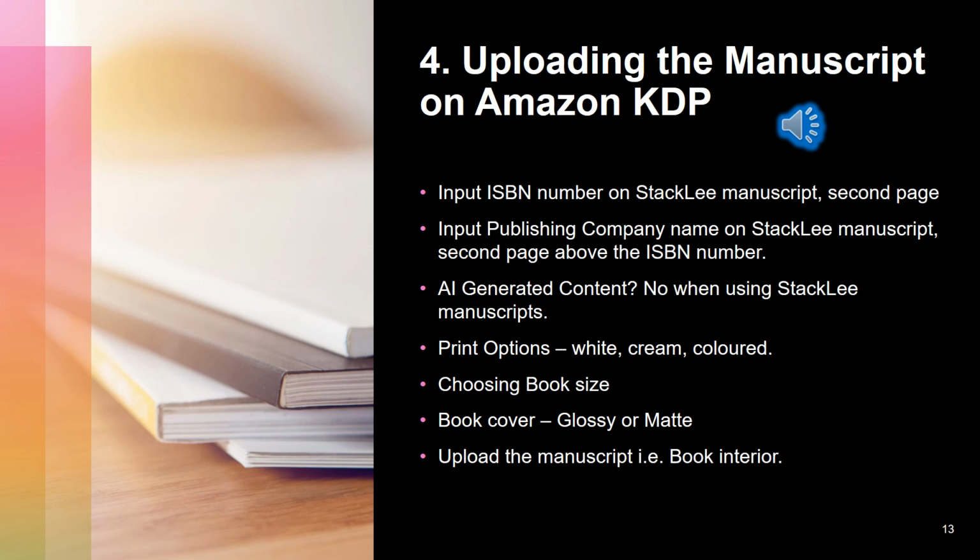Then I also mentioned that you should input the name of your publishing company, so you can create a name. For me, I just created Joyful Reads. You can create anything and create the name of your publishing company and input it there. It's on the second page of your Stackly manuscript. Then when it comes to the part where they ask, is it AI generated content? You always select no whenever you're using a Stackly manuscript, because it's a public domain work.